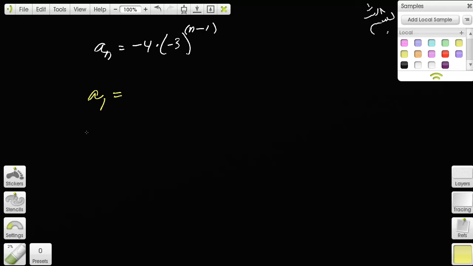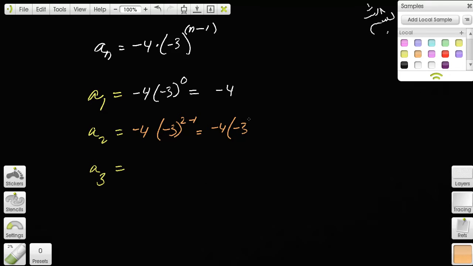a sub 1, a sub 2, a sub 3, and hopefully you'll see a pattern. So a sub 1 is when you substitute 1 over here, so you get negative 4 times negative 3 to the 1 minus 1, which is 0. Negative 3 to the 0 is 1, so that's negative 4. So the first term is negative 4. Alright, so a sub 2 is negative 4 times negative 3 to the 2 minus 1. That is negative 4 times negative 3 to the power of 1. That is 12. And a sub 3 is negative 4 times negative 3 to the 3 minus 1. That's negative 4 times negative 3 squared.